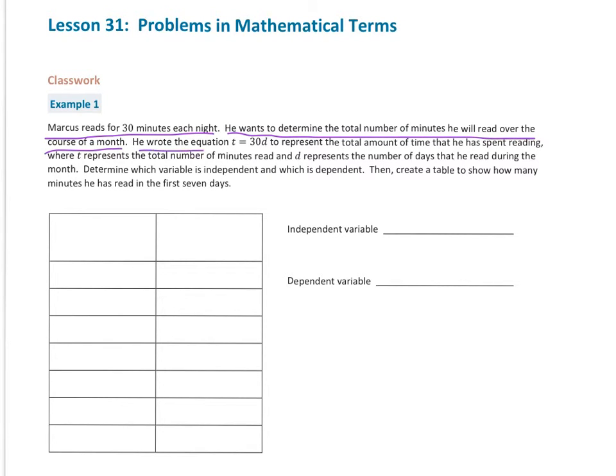He wrote the equation T, time, equals 30D to represent the total amount of time he spent reading, where T represents the total number of minutes read, and D represents the number of days he read during the month. Determine which variable is independent and which is dependent. Then create a table to show how many minutes he's read in the first 7 days.